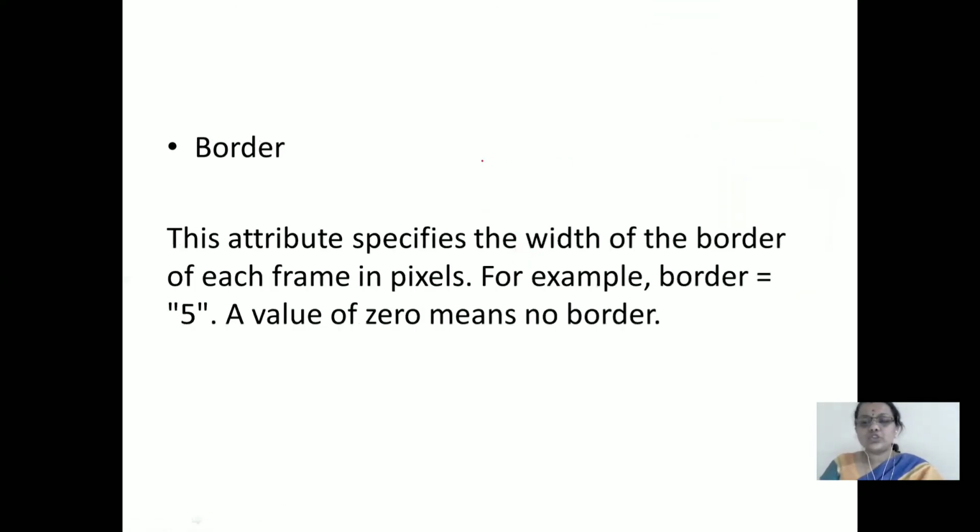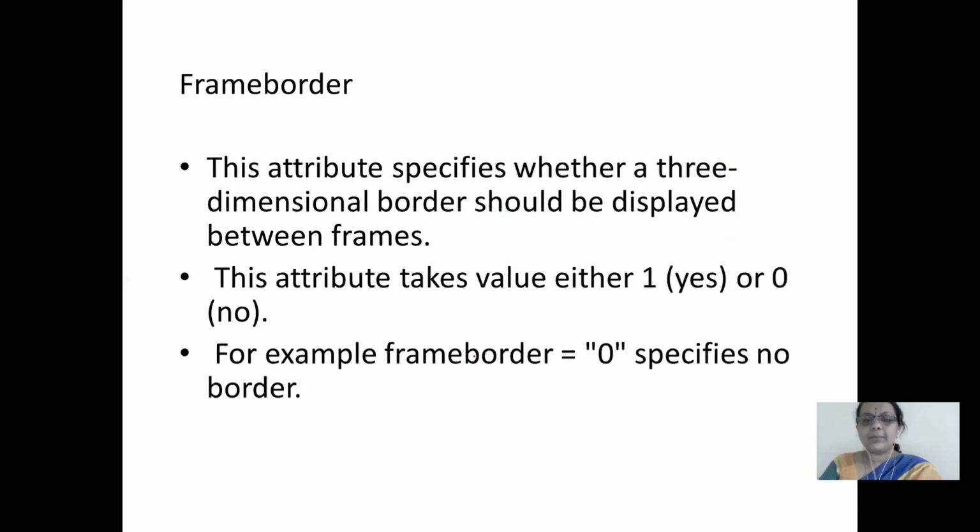Next we'll go to the border attribute, and this attribute specifies the width of the border. For example, if I want to give my frame a border, I have to give border equal to 5. If I'm not giving any border, it will automatically take it as 0. Even the frame border I can give the same way. If I want to mention any size, I have to give it as 1. Otherwise the frame border will be 0 by default.